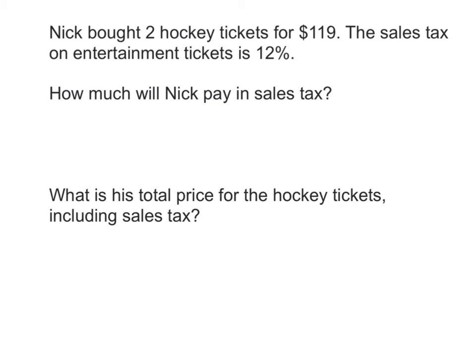All right, last question says, Nick bought 2 hockey tickets for $119. The sales tax on entertainment tickets is 12%. I underlined 2 important things. First question says, how much will Nick pay in sales tax? The first thing we're going to do is change our 12% into a decimal. That will become 0.12 because we're moving our decimal point 2 spaces to the left. And then we take our $119 times 0.12.